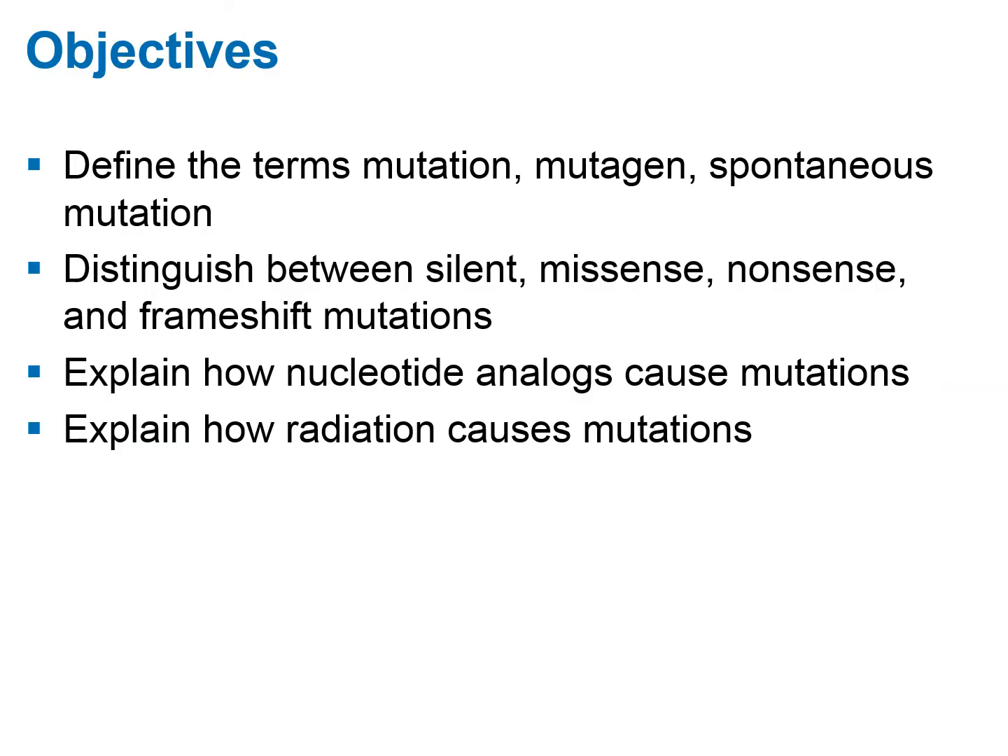Your objectives for this video are to define the terms mutation, mutagen, and spontaneous mutation. You should also be able to distinguish between silent, missense, nonsense, and frameshift mutations. You should be able to explain how nucleotide analogs cause mutations and how radiation causes mutations. This is a longer video than normal, so you may want to pause midway, take a quick break, and then rejoin when you feel refreshed.